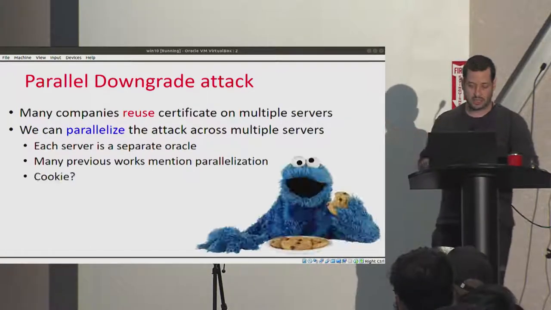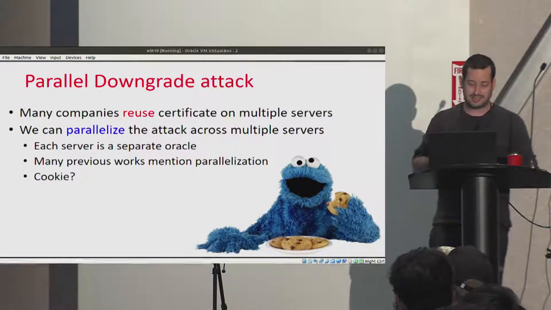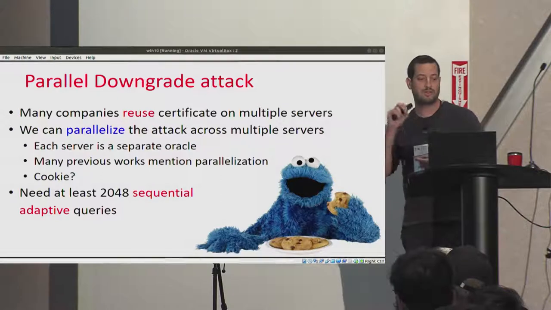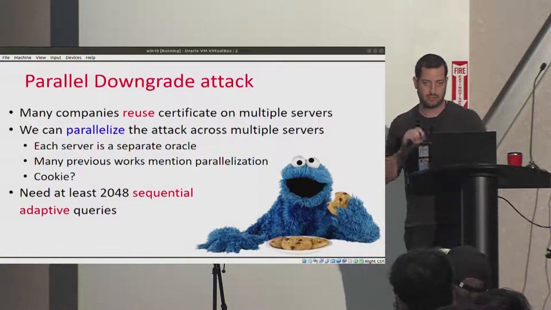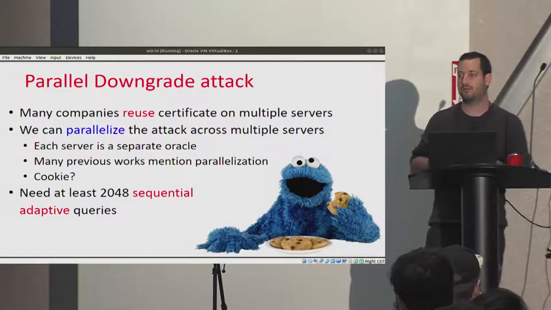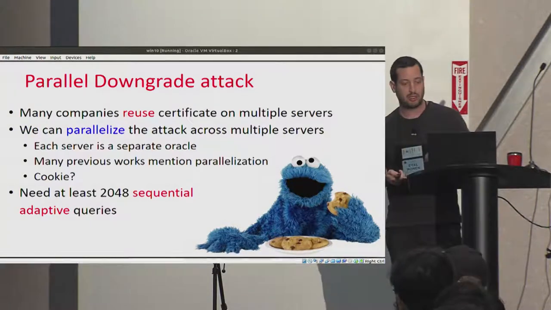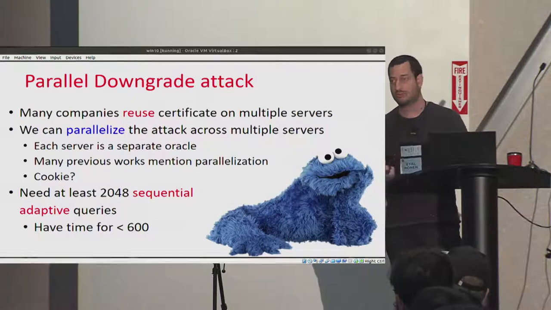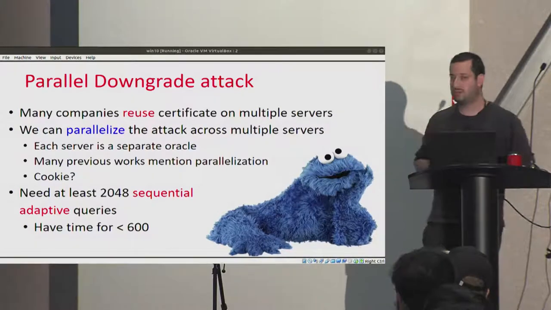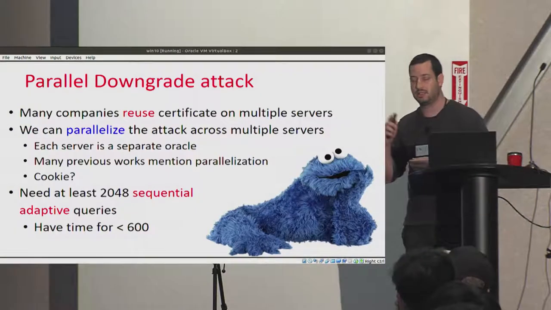So is it enough to get a cookie? And again, the answer is unfortunately no, because as we said before, we need at least 2048 sequential adaptive queries. So we need to hear the response of the previous query before we can continue, and we only have time for 600. So we can't do this attack. So we need to find a way to parallelize this attack in a new way.